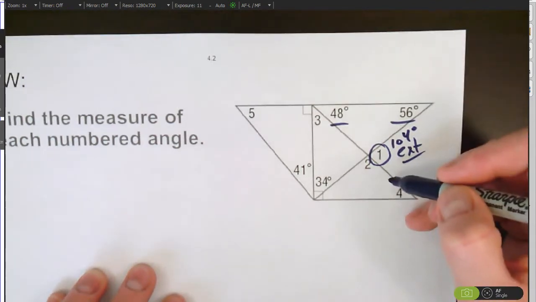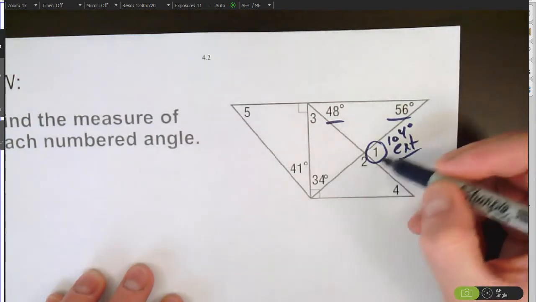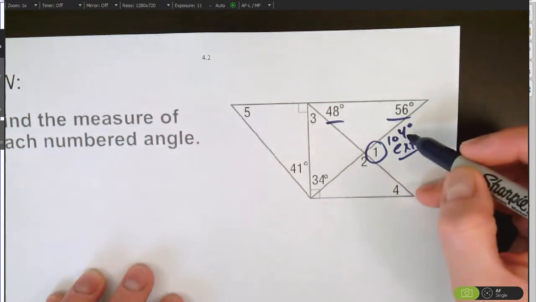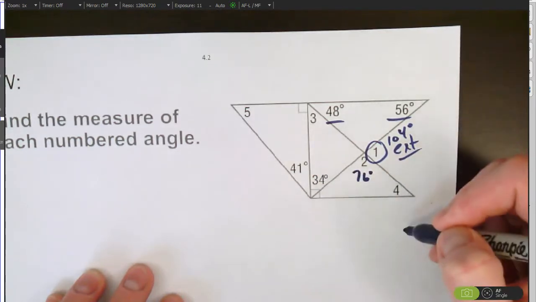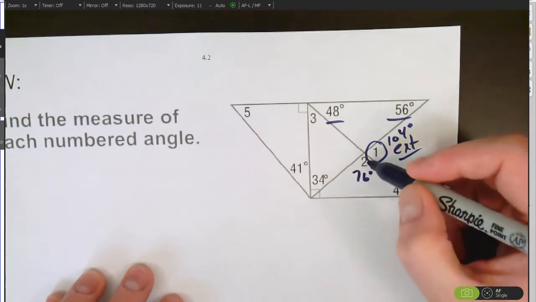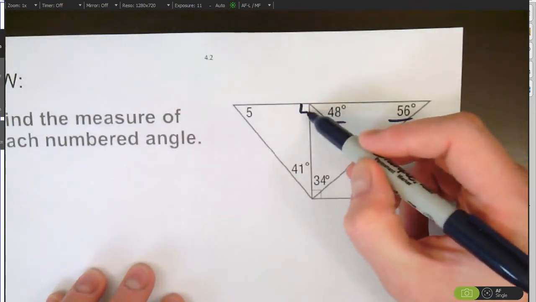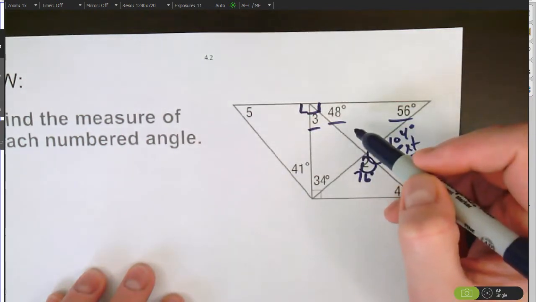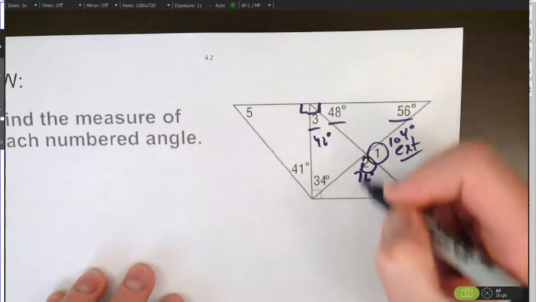Then angle 2, you could say to yourself again, I don't know anything about angle 2. How would I know angle 2? Well, angle 1 and 2 form a linear pair, so they have to be supplementary. So 180 minus 104 gives us then 76 degrees. Okay. Now, the rest of these, again, you have to kind of go in order. This is a right angle here, meaning this is a right angle here. So 3 and 48 together have to make up 90 degrees. So that means this has to be then 42 degrees for angle 3.